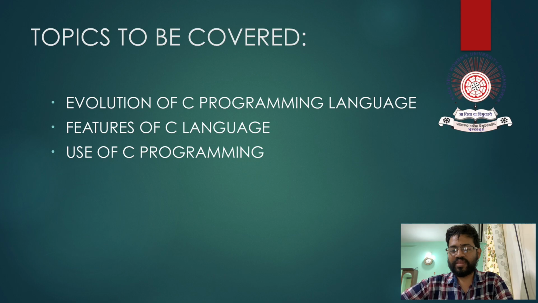I guess you all have heard the name of C. C is a programming language. A programming language is basically a language in which we can communicate with the computer or system. So there are two types of programming languages. One is low level programming language, second is high level programming language.